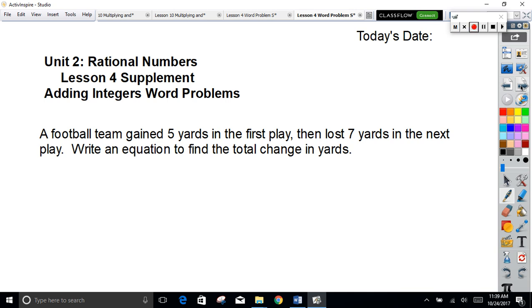Write an equation to find the total change in yards. Okay, Gavin. +5 plus -7. Good. And then what is the total change in yards? -2. Good. -2. So the change is -2 yards.